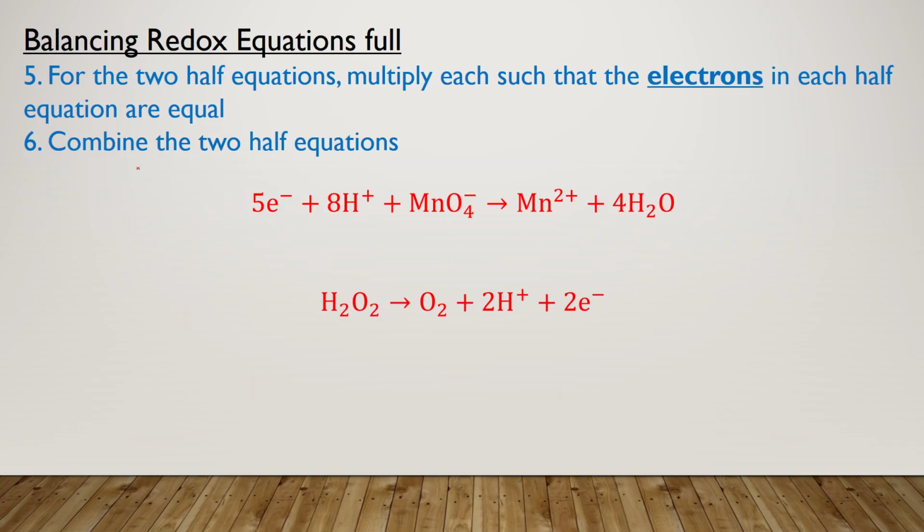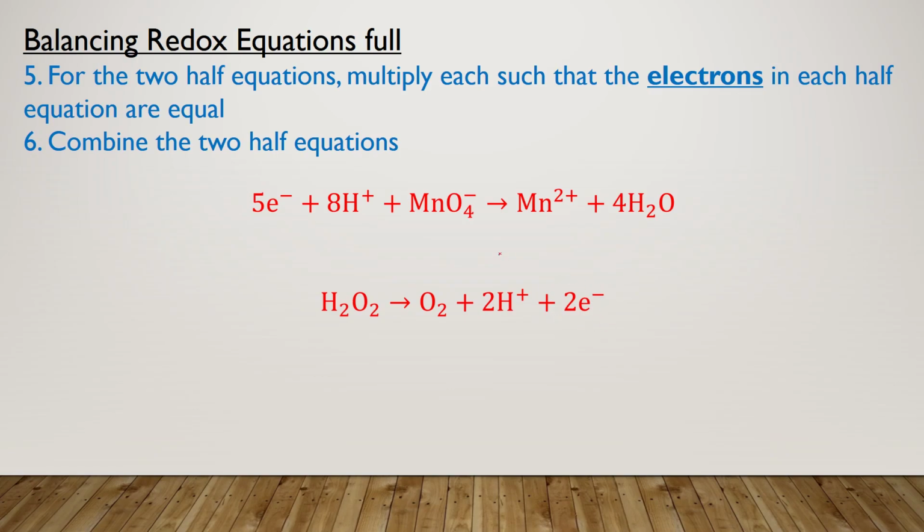So now we're going to go through combining these 2 half equations. So if we've got a fully balanced half equation, or 2 of them, one is a gain of electrons, so this one is a reduction half equation, and the bottom one is a loss of electrons, so that would be our oxidation half equation. Then we just need to balance for the electrons in each half reaction. So we've got 5 electrons in the top one and 2 electrons in the bottom one here.